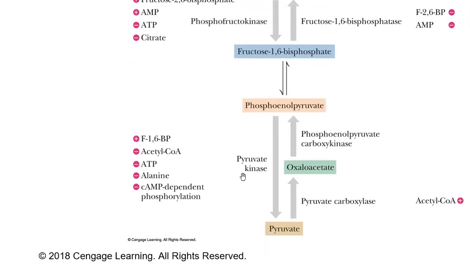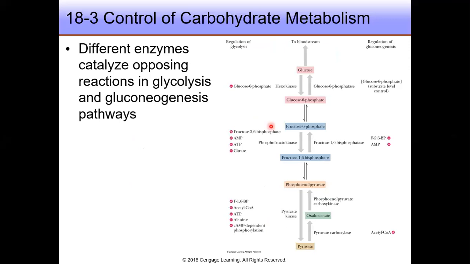Then reaction number 10 in glycolysis is catalyzed by pyruvate kinase. You see it is activated by fructose 1,6-bisphosphate, but it is inhibited by the following: acetyl-CoA, ATP, alanine, and cyclic AMP-dependent phosphorylation. However, the first enzyme in gluconeogenesis, pyruvate carboxylase, is allosterically activated by acetyl-CoA. So if you memorize this, you will be in good shape. All the control is here.